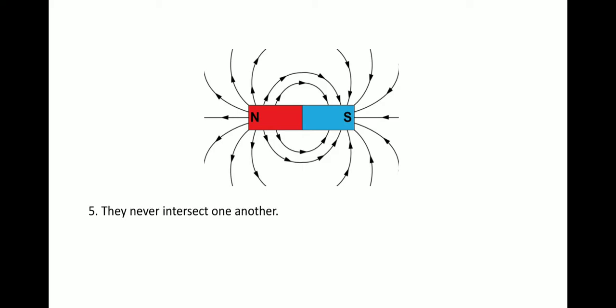Next, they never intersect one another. See over here, the lines will never intersect one another. If they intersect somehow, let's say this line and the other line intersect each other, then what will happen? At that point there will be two directions shown by the magnetic lines, because if the two lines are intersecting, they will be pointing in two different directions, which is not possible. So they will never intersect with one another.